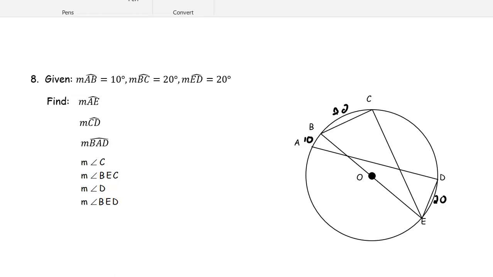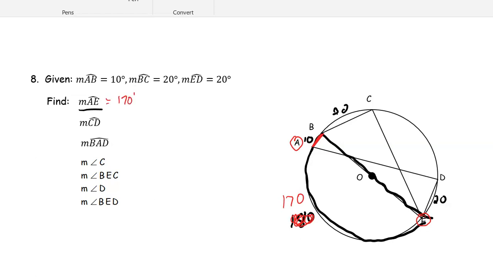So first one I'm going to do, arc AE. If you look, this is a diameter. So we would know from B all the way around to E, this would have to be 180 degrees. If you've noticed though, we already know some of this. This is 10. So if I just wanted to go from A through E, then we would just have 170 degrees left over from A to E. So this would have to be 170 degrees. Okay, so we got that.